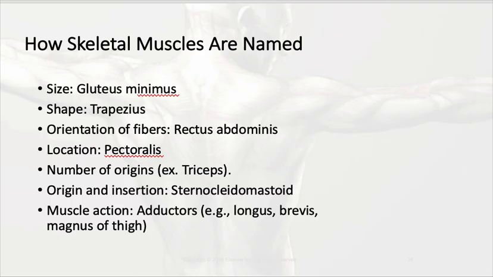And for muscle action, so many muscles are named for the movement that they produce. The adductors of the thigh, for example, like the longus, brevis, and magnus, they all move the leg towards the midline of the body. So adductors means adding, and we'll see these on an upcoming slide here. The key is, if we break down these words, we can gain information on the type of muscle, the location, size, and so forth.